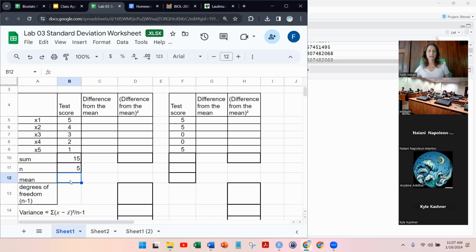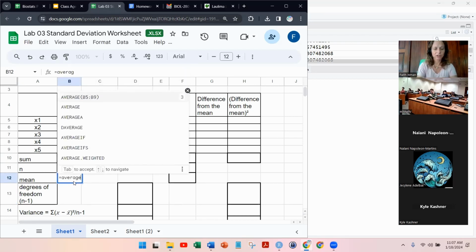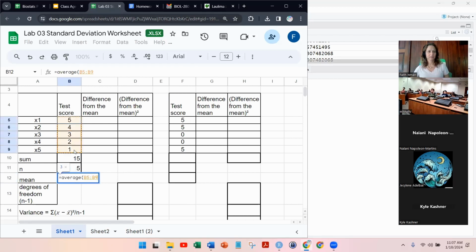Either way, that works. The mean is, as you know, just equal to the sum divided by N, right? 3. Or you could say equals average, 3. All right, so our mean here is 3. Our degrees of freedom is equal to N minus 1. So you just say equals N minus 1. Or you could just type 4 because that's really simple, right?